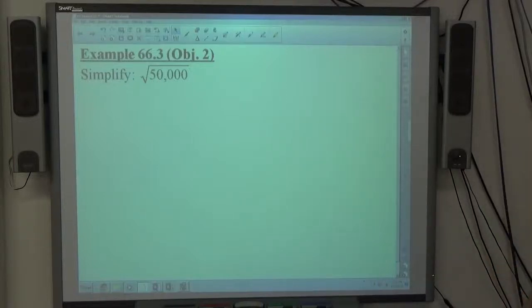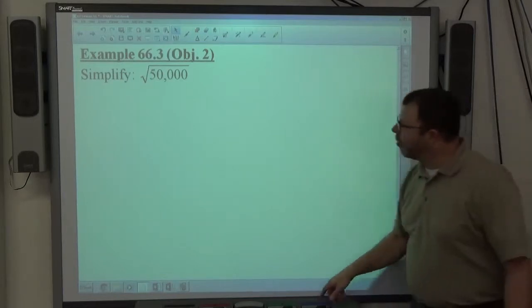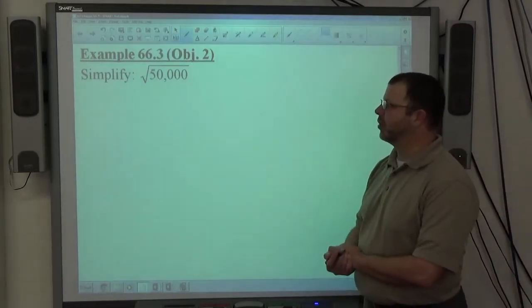Okay, examples 3 and 4 are going to be square roots of big numbers. The word says simplify. We're not looking for approximations here. We're looking for the square root like we just did in the last two problems, where we take out as much as we can, leaving in non-pairs. Okay, the thing with this is there's a bunch of zeros at the end of it.